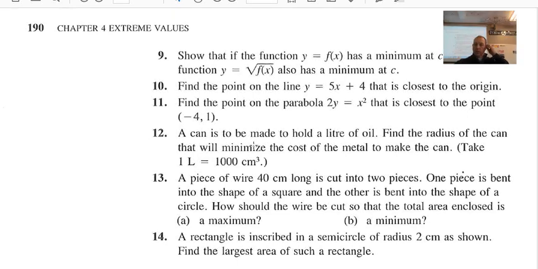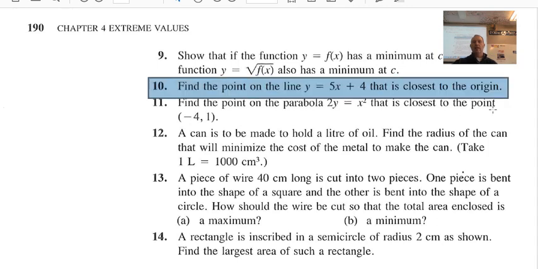All right, so in this video we're going to do an optimization problem. We're going to do number 10 right here. It says: find a point on the line y equals 5x plus 4 that is closest to the origin. So obviously what we're trying to optimize is the distance from this point to the origin.